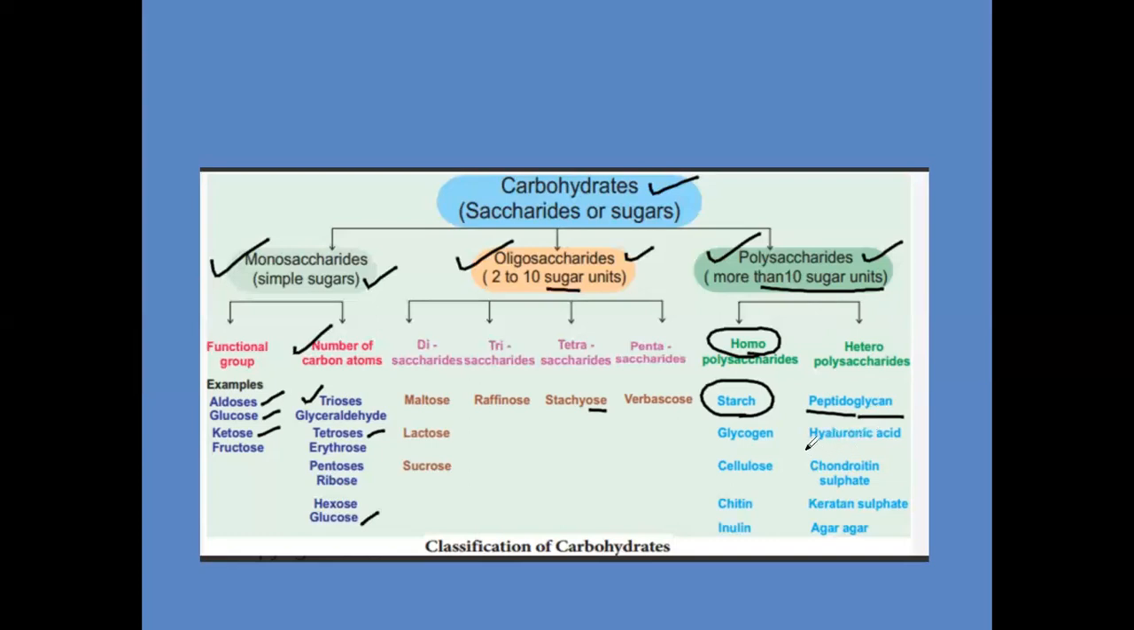So heteropolysaccharide examples: peptidoglycan. Next, hyaluronic acid. Next, chondroitin sulfate. Next, keratan sulfate. Agar, one type of gel. So these all are examples of what?